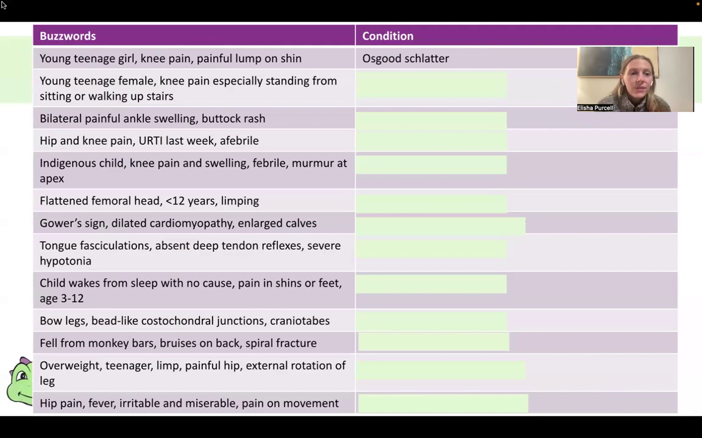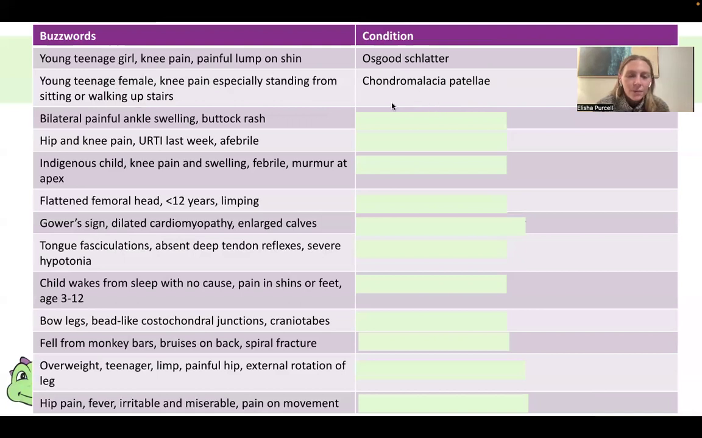Osgood-Schlatter disease. Next, young teenage female, knee pain, especially standing from sitting or walking upstairs. What do we think this one is? So this one's one we haven't gone over. Never came up on the exams last year, but has come up probably one or two times previously. So that's why they've got that here. I wouldn't put that on my notes, just know it from these buzzwords.